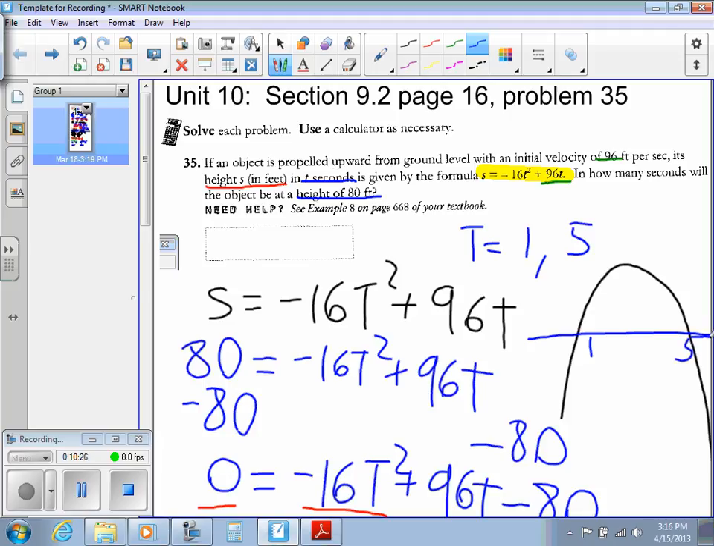Which one are we looking for? Well, it says, in how many seconds will the object be at a height of 80 feet? It's looking for the first time it gets to that height. So we're looking for that answer: 1 second.